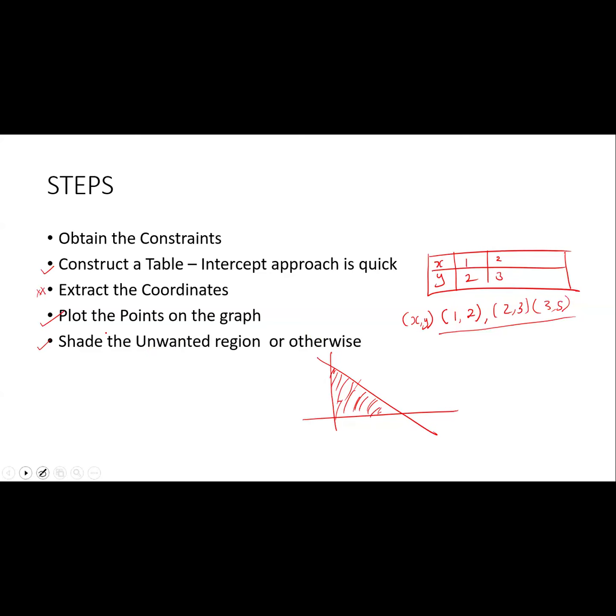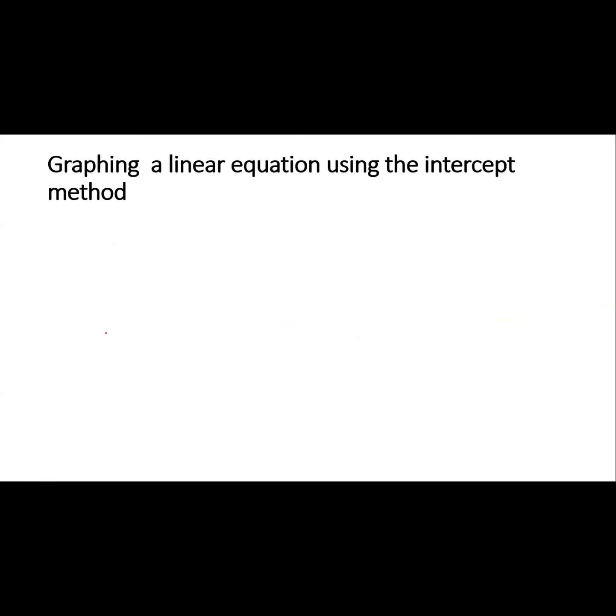Okay, now I'm going to start with the graphing approach. Yesterday we learned how to extract the coordinates. And now I'm going to show you how we can use the intercept. We know very well that the intercept comes from intersecting. And we have two intercepts: we have what we call the x-intercept and what we call the y-intercept.